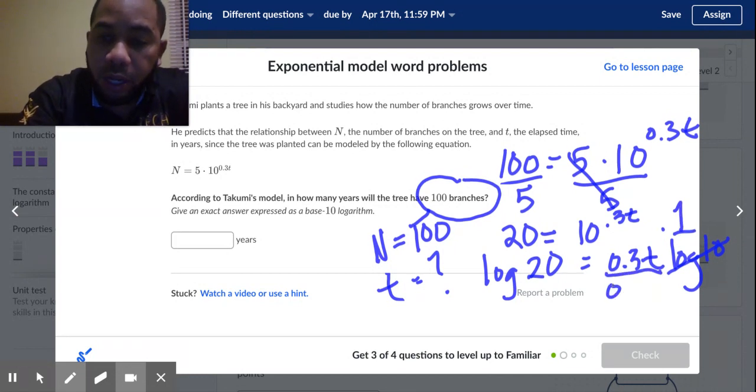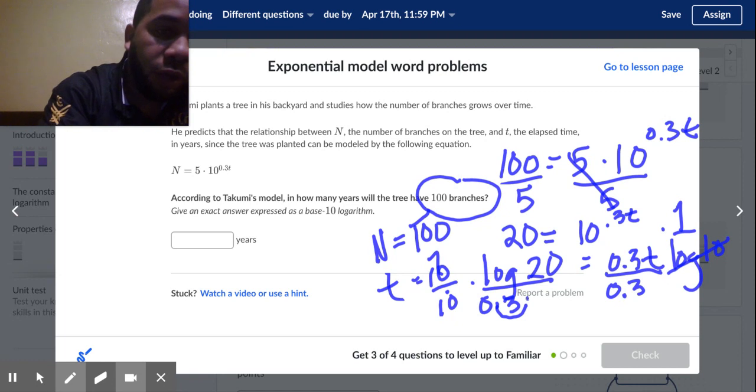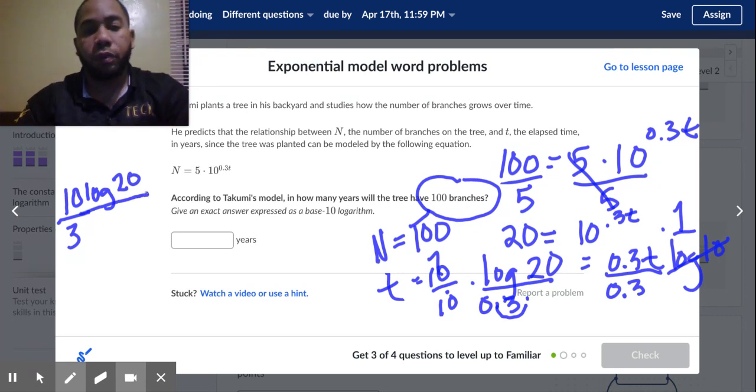Then we're going to go ahead and divide that bad boy by 0.03. You see what I'm saying? We're going to divide it. We don't really like decimals in the denominator, so we're going to multiply top and bottom by 10. And that's going to make this move over one time. And so what we're going to end up with, and I'll write it over here, just so we got more space, is log 20 times 10, all over 3.